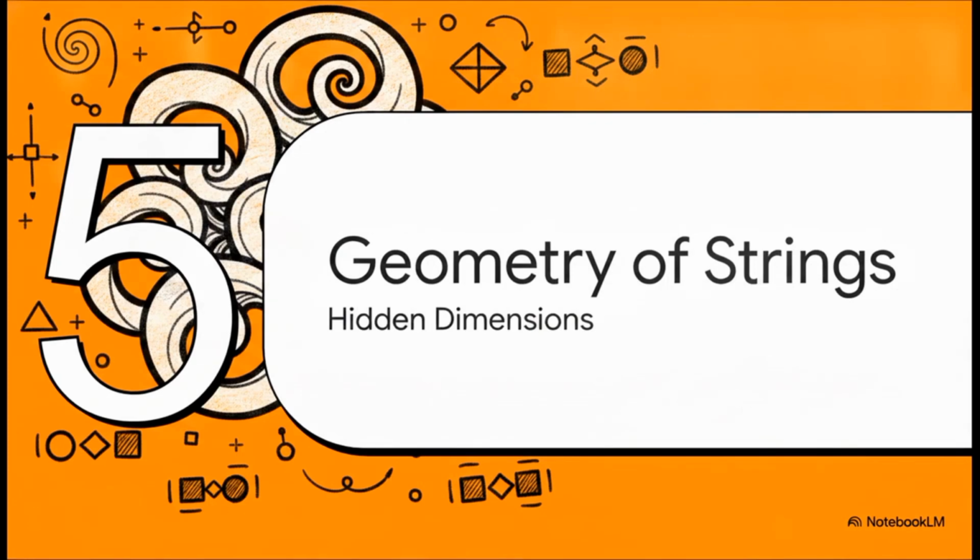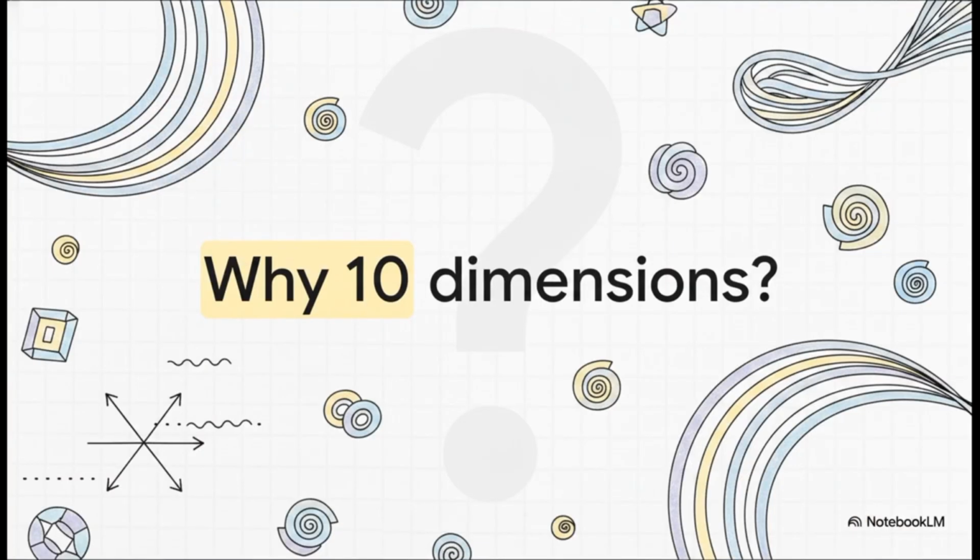Finally, Part 5, the geometry of strings. This brings up a massive conceptual hurdle. Why 10 dimensions? I mean, we only experience 3 spatial dimensions and 1 dimension of time, right? So why does this beautiful theoretical map completely fall apart unless the math is calculated in 10, or in the case of M-theory, 11 dimensions?